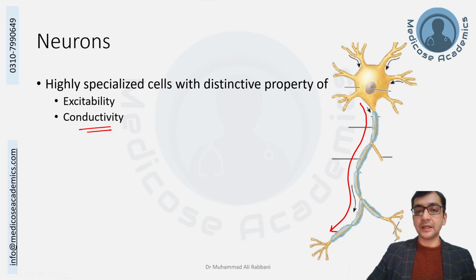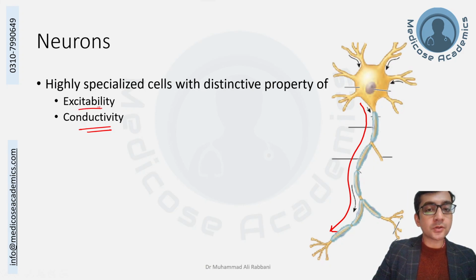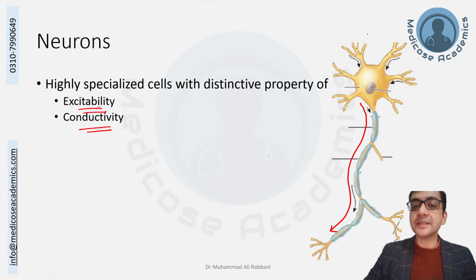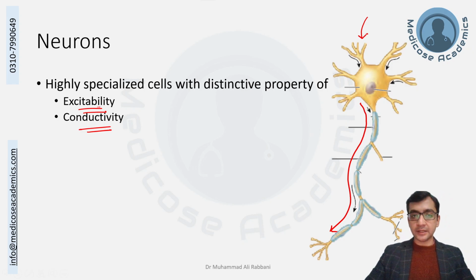So this ability to excite the cell or change the action potential to reach that threshold is called excitability. This excitability can be brought upon by the impulses from other cells as they reach this cell by a synapse, or it can be by any external stimulus.